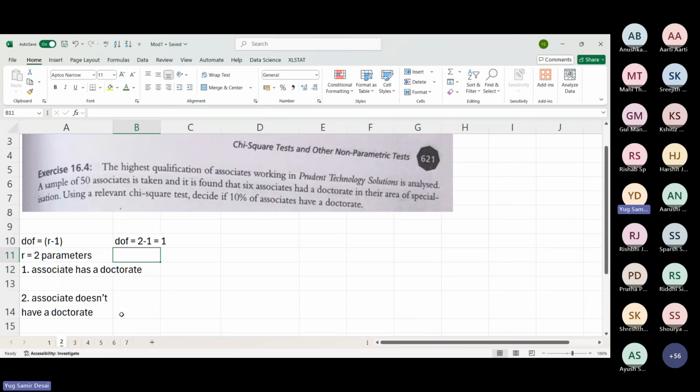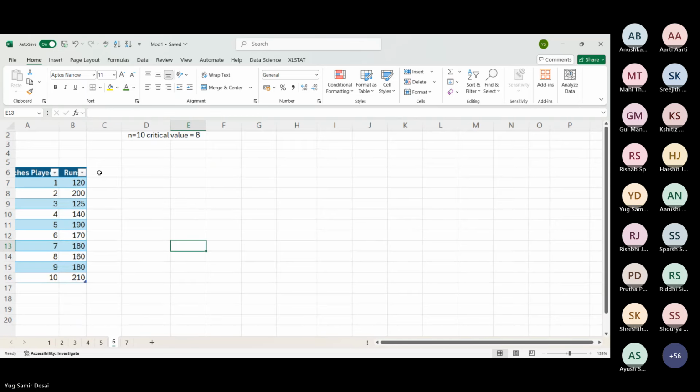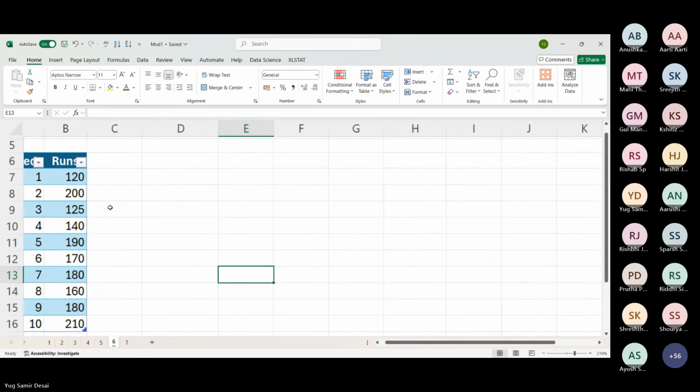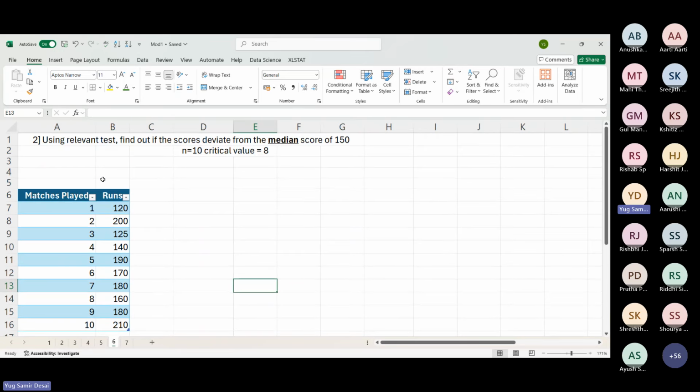Okay, so we'll solve the Wilcoxon test first. Then, if time permits, I'll continue with chi-square. The question has been given to us: using relevant tests, find out if the scores deviate from the median score of 150. We have been given that our sample size is 10 and the critical value for that sample size is 8.